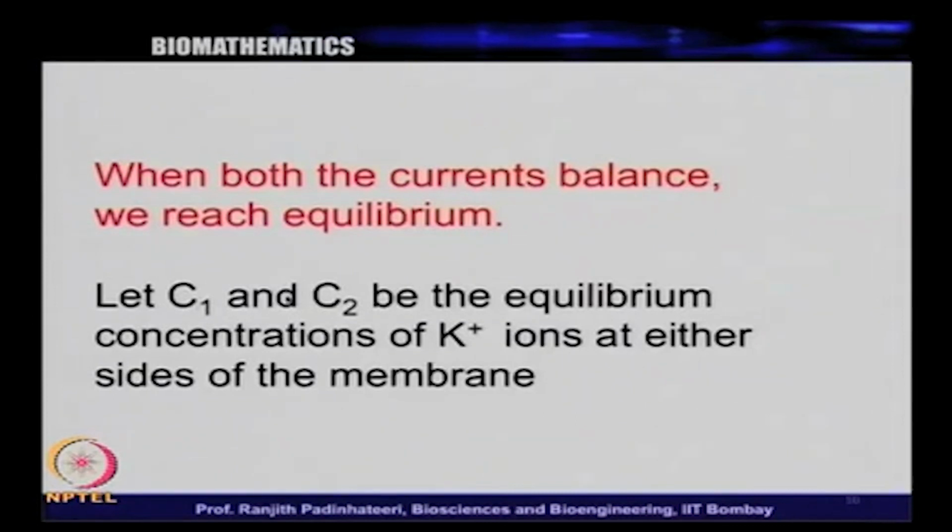If C1 and C2 are the concentrations at equilibrium, the question we want to ask is whether there will be any potential across the membrane or not. C1 and C2 may not be equal, we do not know. If they are not equal, what will be the potential? That is what we are going to calculate. But before that, let us understand the idea of equilibrium a bit more.